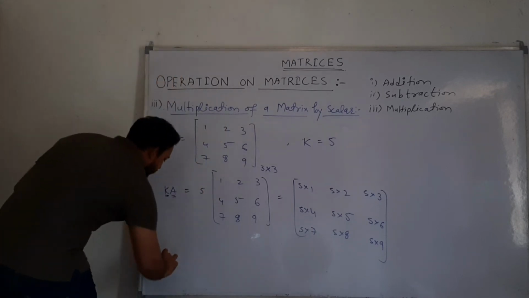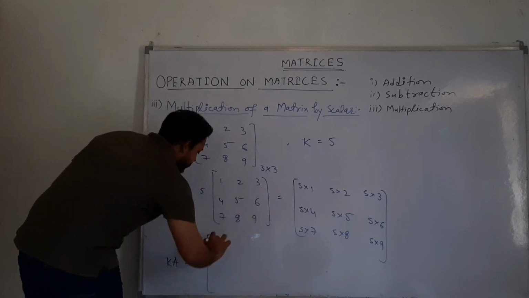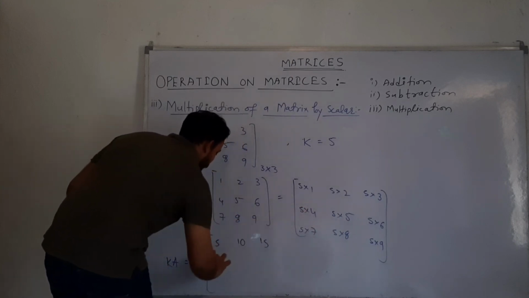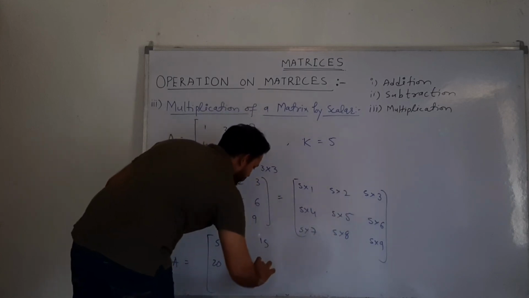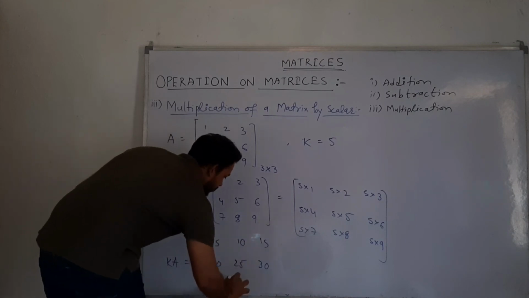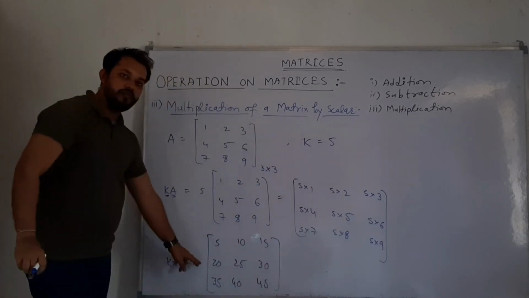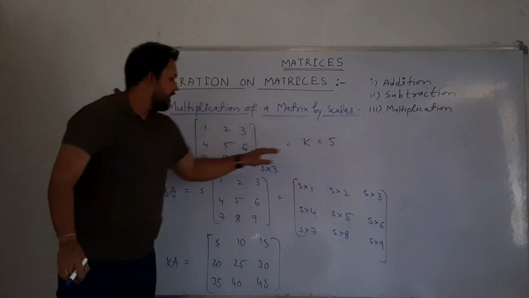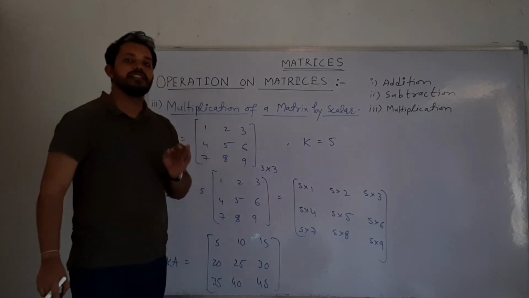Finally we will get kA equal to a new matrix, that is 5, 10, 15, 5 into 4, that is 20, 25, 5 into 6, that is 30, 35, 40, 9 into 5, that is 45. Hence, we got a new matrix, and this matrix is the scalar product of 5 and matrix A. This is how scalar multiplication of a matrix is done.